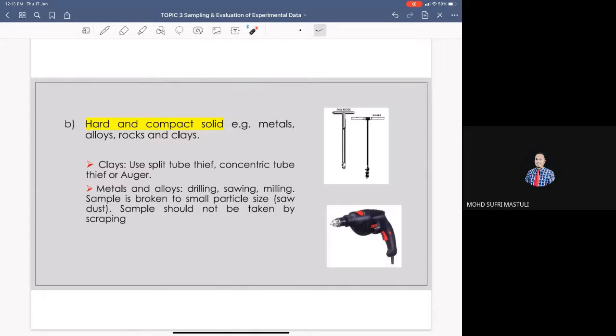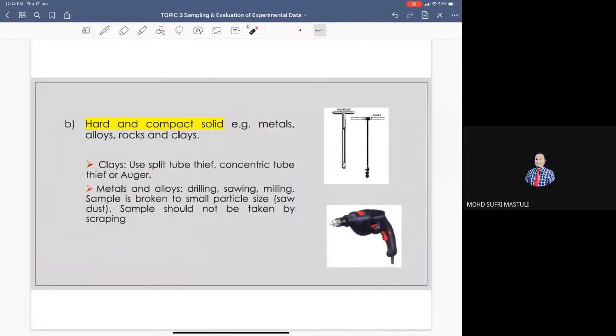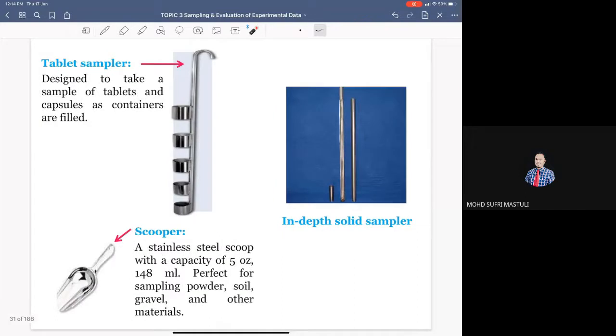For metal or alloy, we can do drilling, or we can do milling in order to break the sample into small particle size. So remember, don't just take the sample by scraping. Okay, so we have to do the drilling or the milling. So these are several examples of tools or apparatus for solid sampling. We can use the tablet sampler, or a scoop, or an in-depth solid sampler.